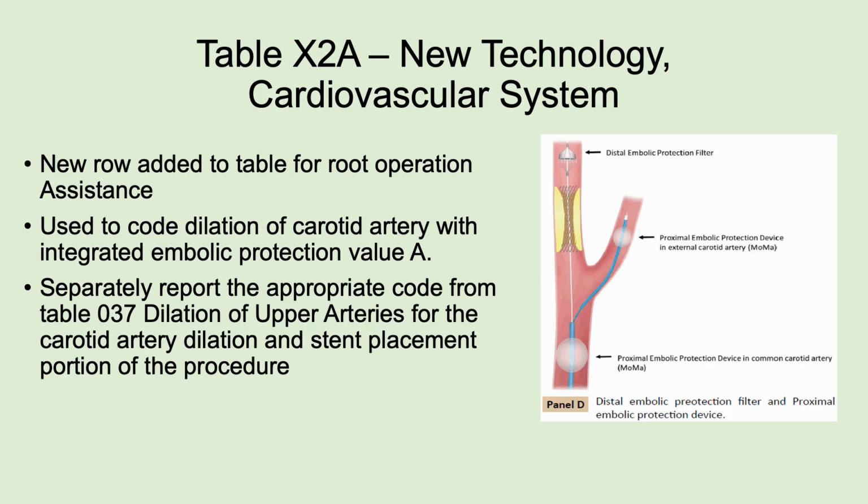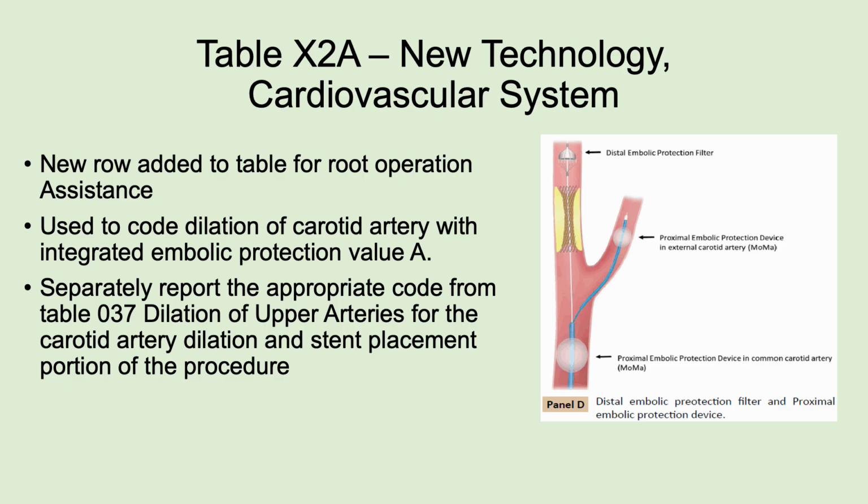So table X2A, new technology, we're going back to cardiovascular system. A new row was added to table for root operation assistance. This is used to code dilation of cardiac artery with integrated embolic protection, value A. You see at the top of the picture, there's a filter. So we're back to filters. The top and also in the branch and also at the bottom. So this is for another filter during cardiovascular surgery.